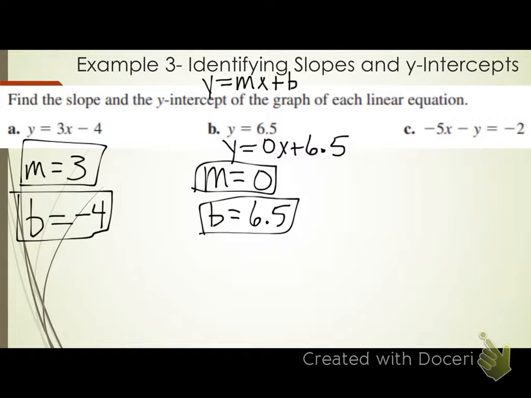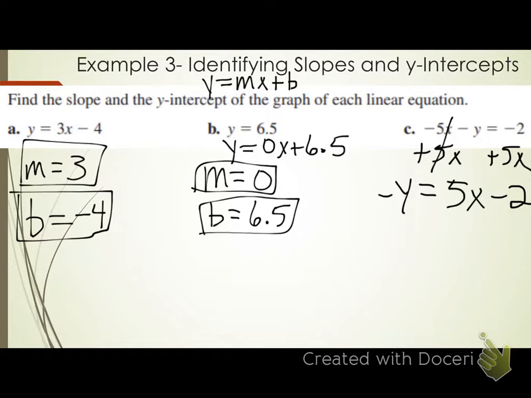So I'm trying to get what by itself? Y. And what would be my first step to get y by itself? Add 5x to both sides of the equation. Can I combine negative 2 and 5x? Are they like terms? No. So it stays as 5x minus 2. Is y by itself? No. It's a negative with it.